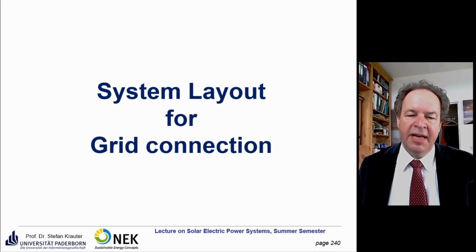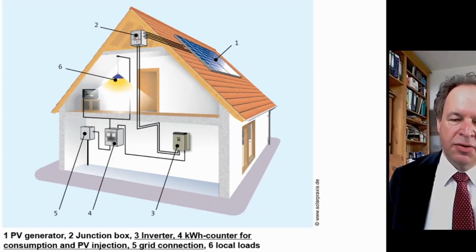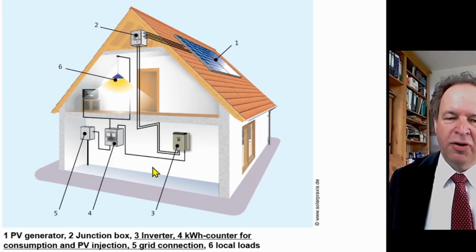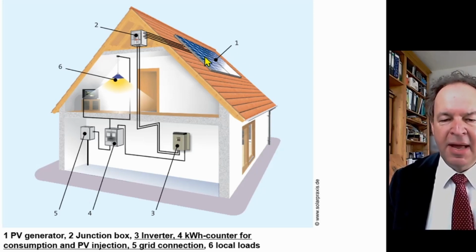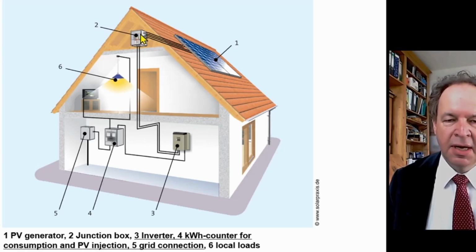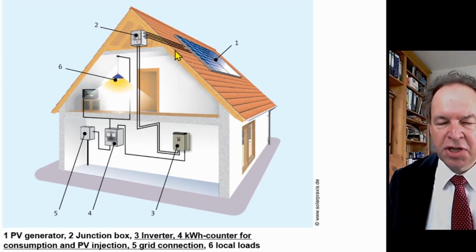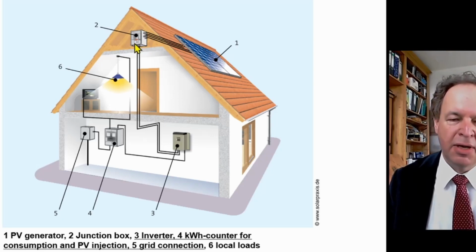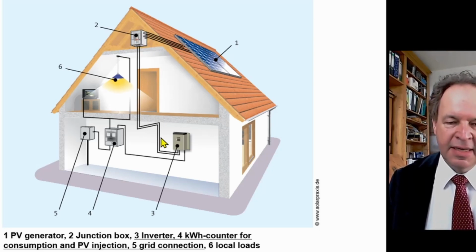So, the system layout for grid connection. This is the concept you have in 1.5 million German households. They have a roof, they have a PV panel there, they have then a DC junction box where you interconnect all these modules, usually in series, or some series you can do directly. You don't need a junction box for that, but sometimes you have several strings and you have to connect these strings in parallel, which is then done there. And then you have here the inverter.